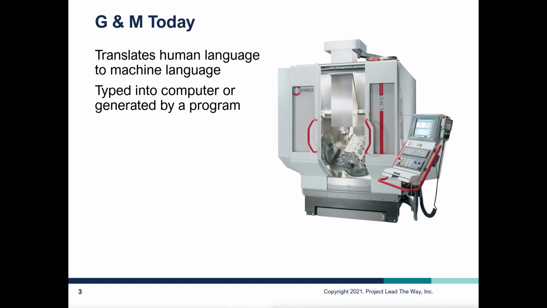CNC is moved by a program and is usually written in G&M code. And just like any other computer-driven mechanism, a CNC communicates using its own language. In order to communicate with the CNC, we first have to convert our language, what we understand, move over here, do this, turn that on, into one that the CNC equipment will comprehend.